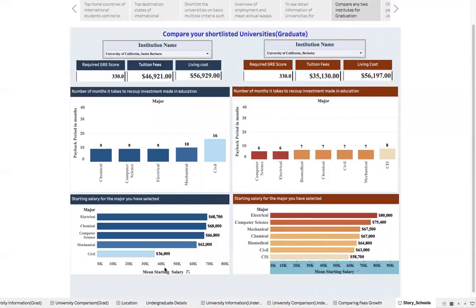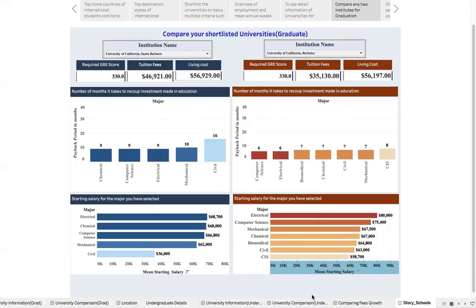And here also the student can compare the starting salary which they might get after graduating. For UC Santa Barbara it is $66,800, whereas for UCB, University of California Berkeley, it is $75,400. So this gives the student a clear picture of, okay, University of California Berkeley is better than Santa Barbara. If Alice is thinking to apply to only one of the universities, then she can think of applying to University of California Berkeley.